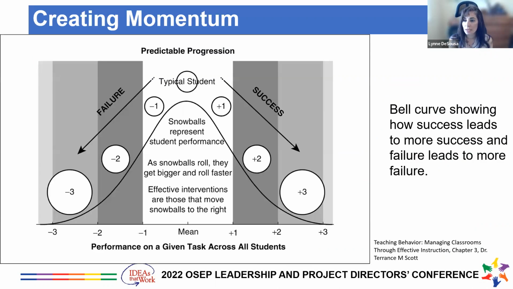This bell curve is showing how success leads to more success and failure leads to more failure. COMTSS is the opposite of the wait-to-fail model. Because it is a prevention-based framework, challenges and barriers are predicted and addressed. This graphic demonstrates just how powerful that can be.